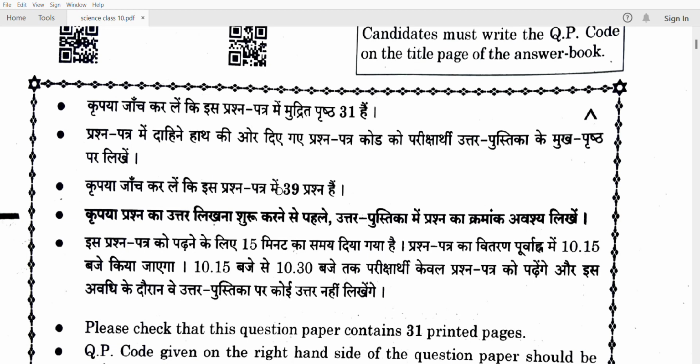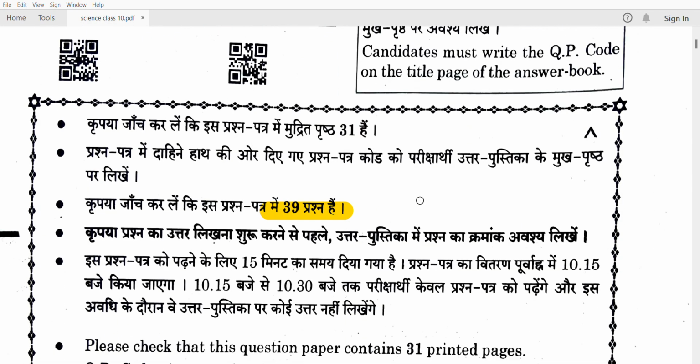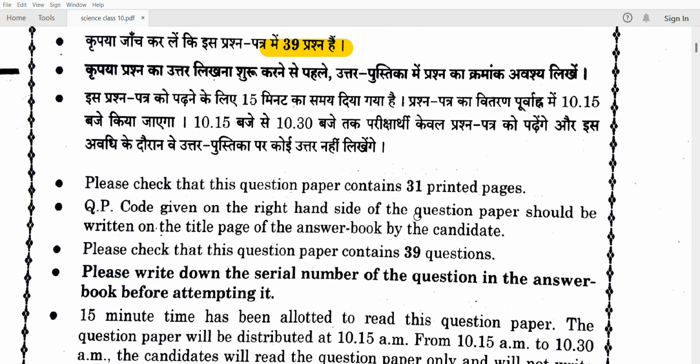Namaste everyone, welcome. Today we are going to discuss the CBSE 10th question paper set 3. So let us discuss the question answers one by one.